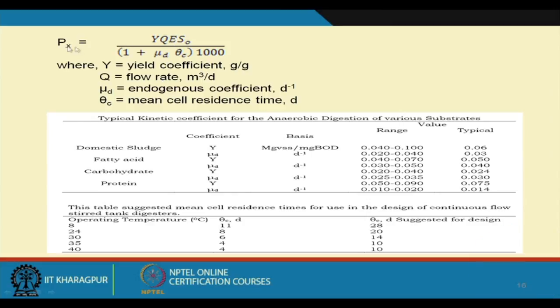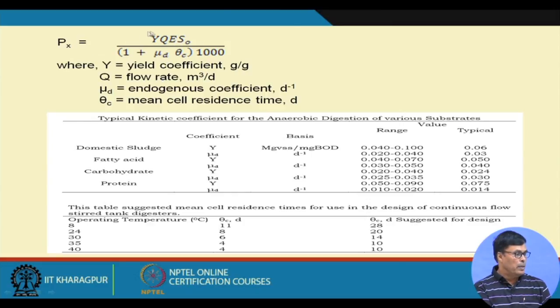Now this is the equation, the rate of cell mass formation. It can be expressed like this. This is the formula that we have, and this is the typical kinetic coefficient of the anaerobic digester for various substrates. We have domestic sewage, fatty acid, carbohydrate and protein. The yield coefficient and specific death rate constant vary from each other, and the table shows the mean cell residence time, what we call solid retention time, at different temperatures. You can see how it varies, because at higher temperature it will be reduced, as your organisms will be more active.